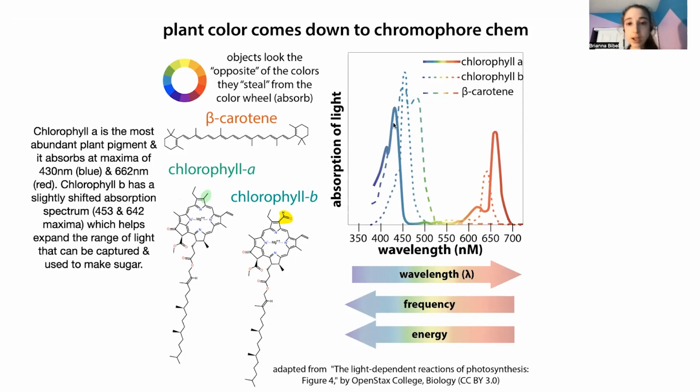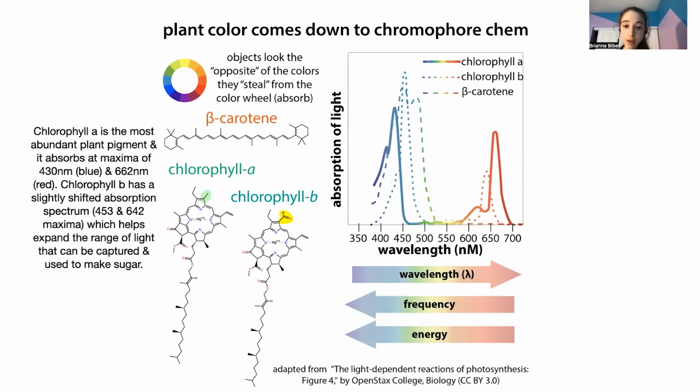With chlorophyll B, you have a slightly shifted, more expanded spectrum, like 453 and 642 maxima. This expands the amount of light that can be absorbed. So why do we care about this? Why would they want to absorb light?